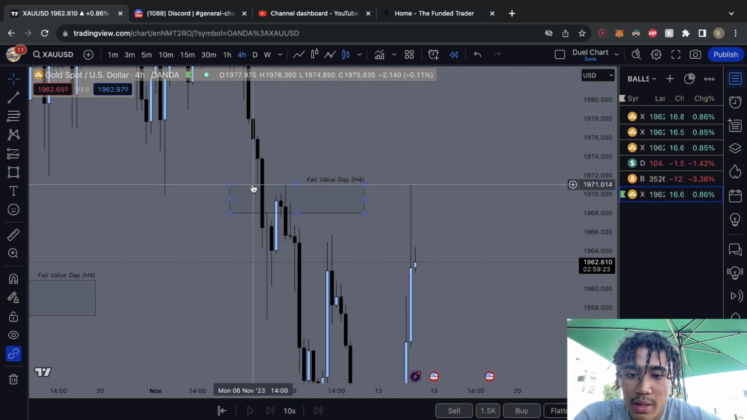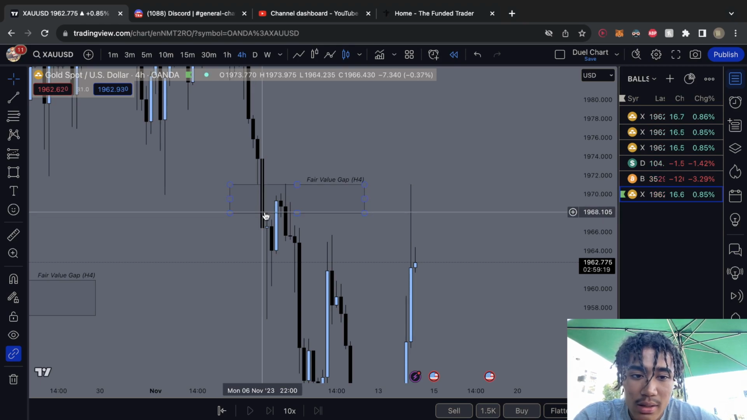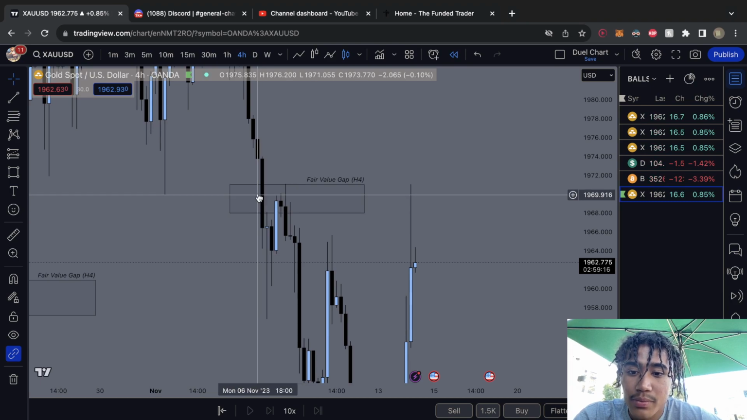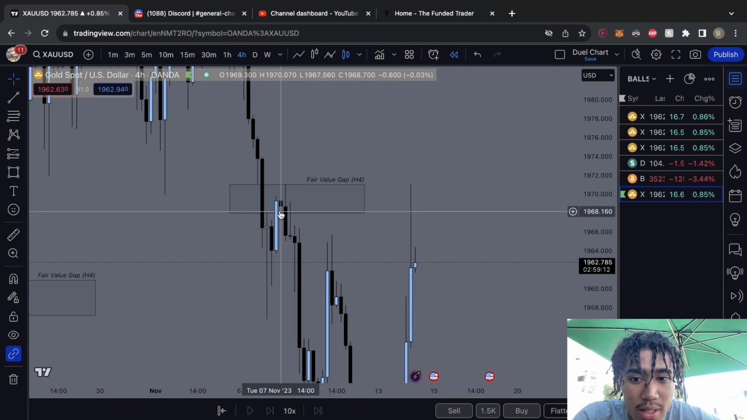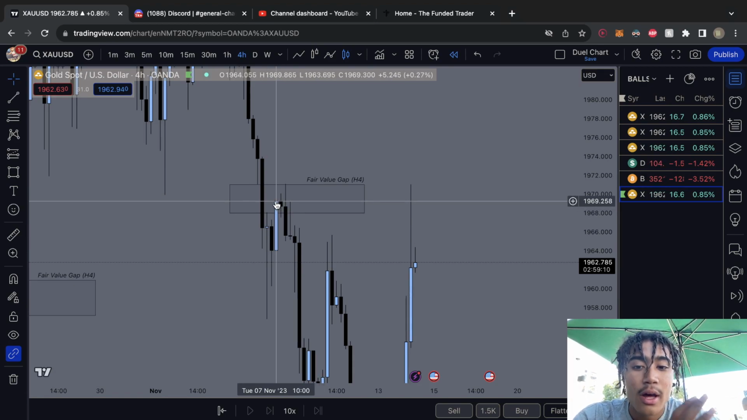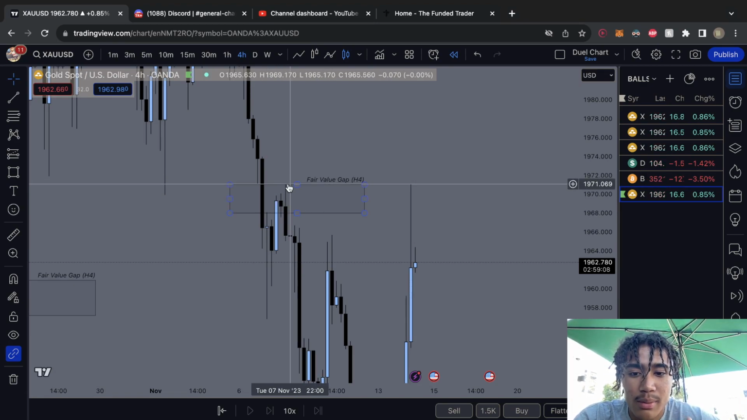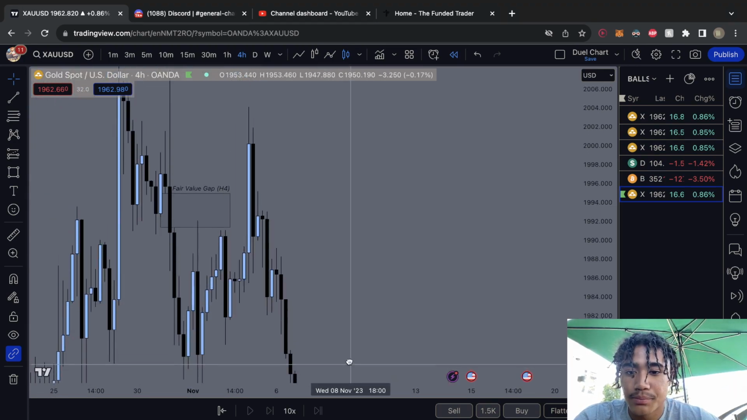Price, remember, from this low, 1974, to this high, 1968, that's where the fair value gap was. Price retraced, it did not close above, it closed in the fair value gap, don't get it wrong. Closed in the fair value gap, never closed body above, pushed price to the downside, right?